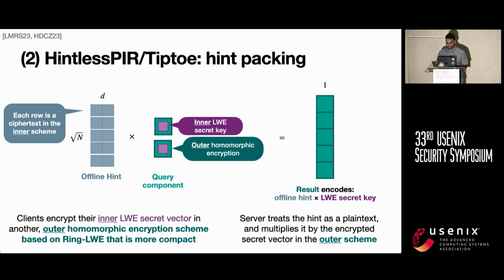So what happens is, at the end, you get an encryption of the value you desired, the hint times the LWE secret key, and this is much, much smaller. Because we're using a compact scheme here, and D is like 1024, the hint is going from 16 megabytes to 16 kilobytes, and now it's so small we can just send it in the response. So now there's no hint, we just send this packed hint in every response to every PIR query.